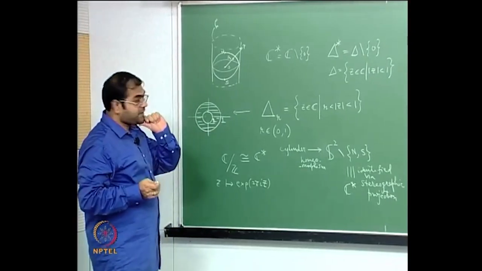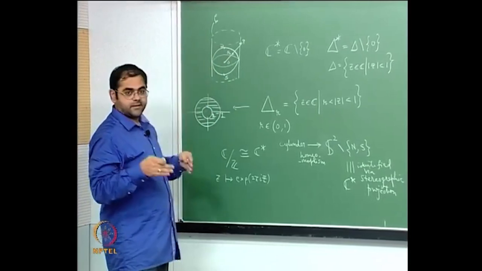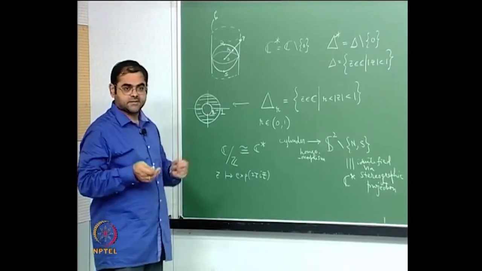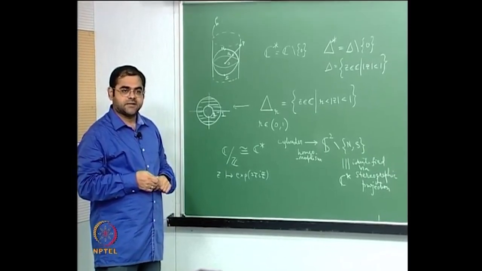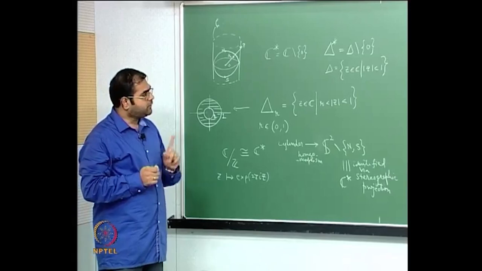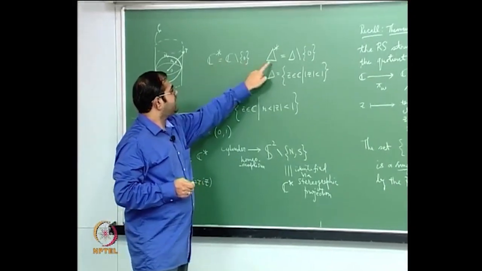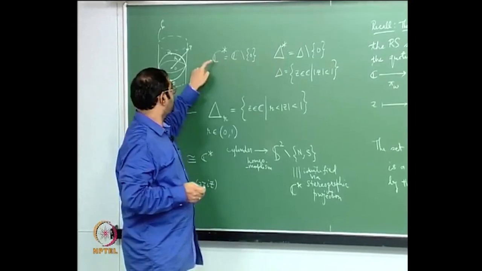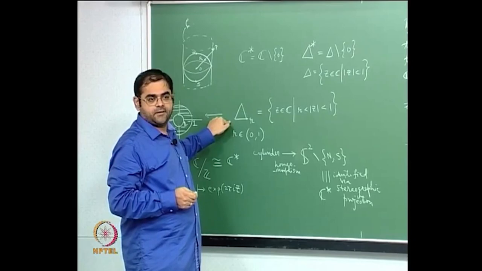Now the amazing thing is that these are all homeomorphic, topologically they are all homeomorphic to the cylinder, so they should all give you Riemann surface structures on the cylinder, okay. But notice that C star and delta star, or for that matter C star and delta R, can never be biholomorphic, okay.